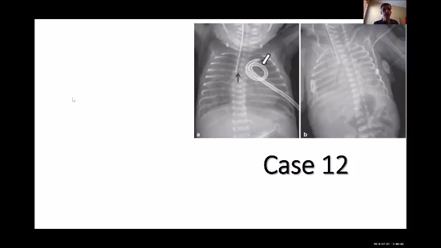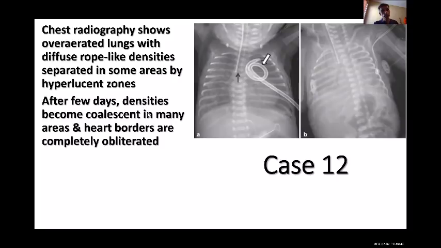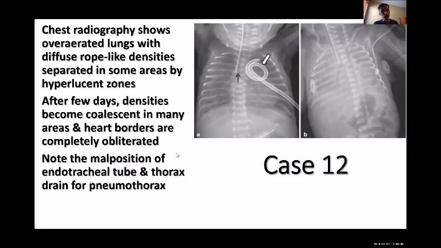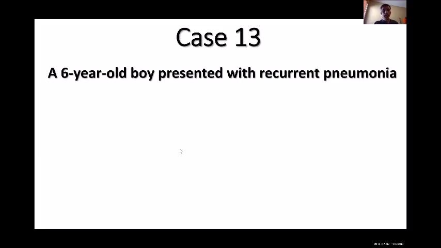Yes. So the chest X-ray shows over-aerated lung with diffuse rope-like density separated in some areas by hyperlucent zones. After a few days, the density becomes coalescent in many areas, and heart borders are completely obliterated. Note the malposition of the endotracheal tube and the thoracic drain for pneumothorax. So this is BPD.